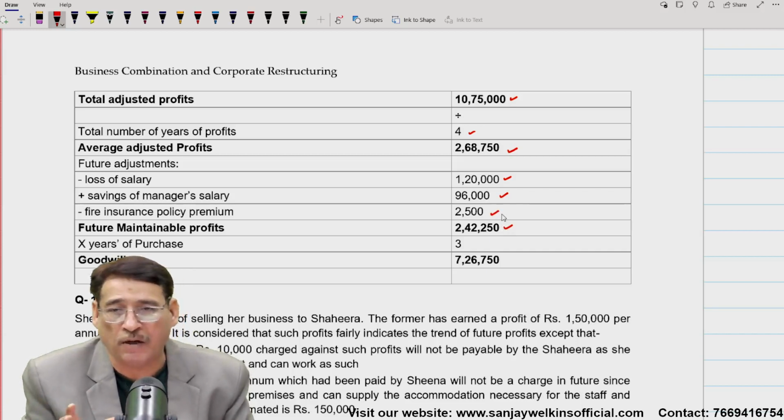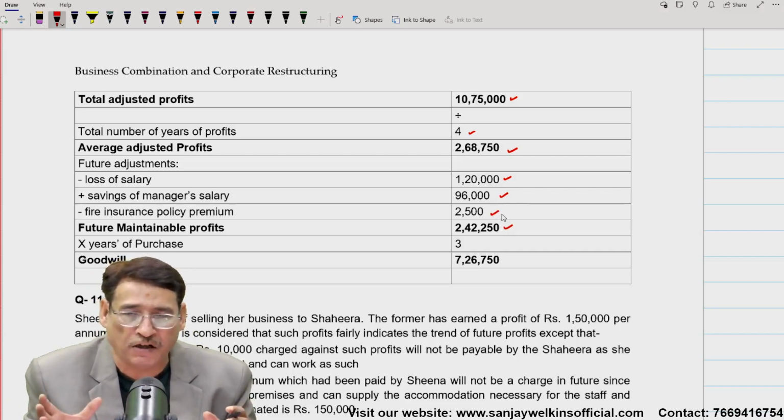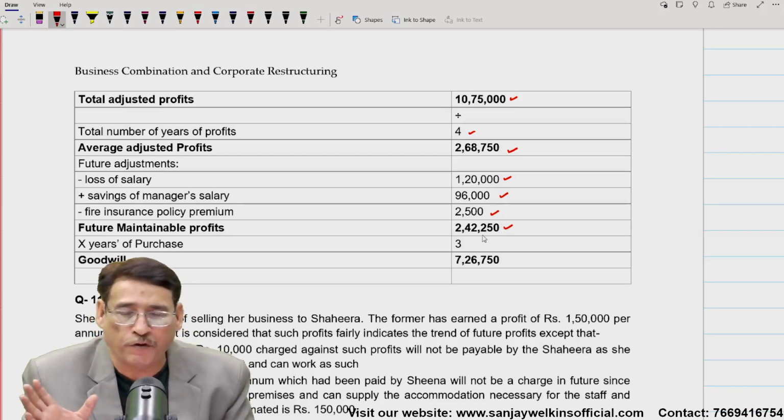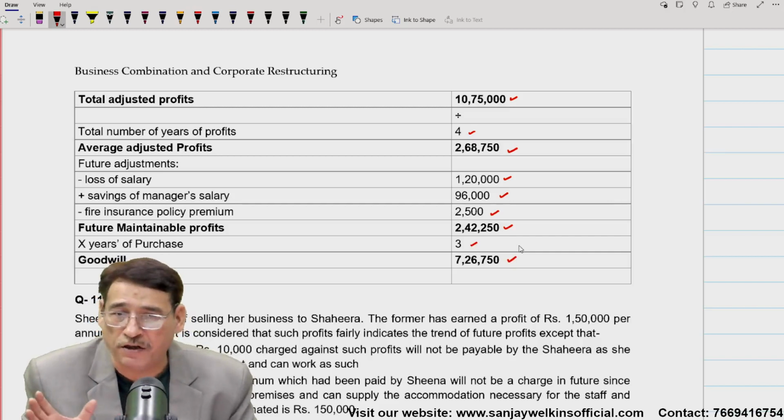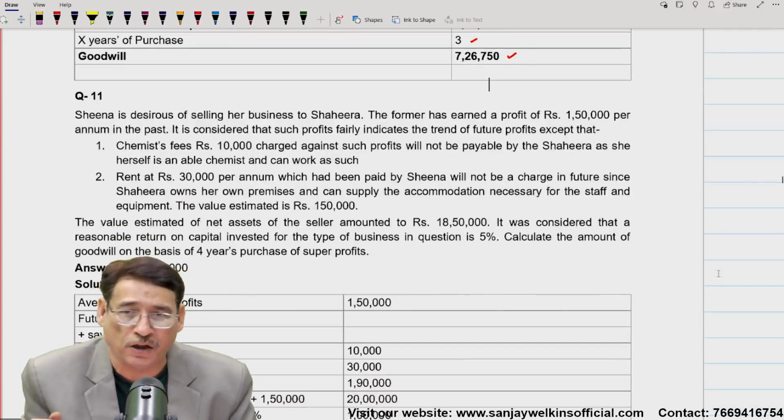Correct? Future maintainable profit. In the question, no tax rate is given, so that is why we will take future maintainable profit as it is. And we are going to multiply it with years of purchase. We will get the amount of goodwill. Is it clear to you? I hope so. Now you have got a bit of command in order to compute the future maintainable profits.